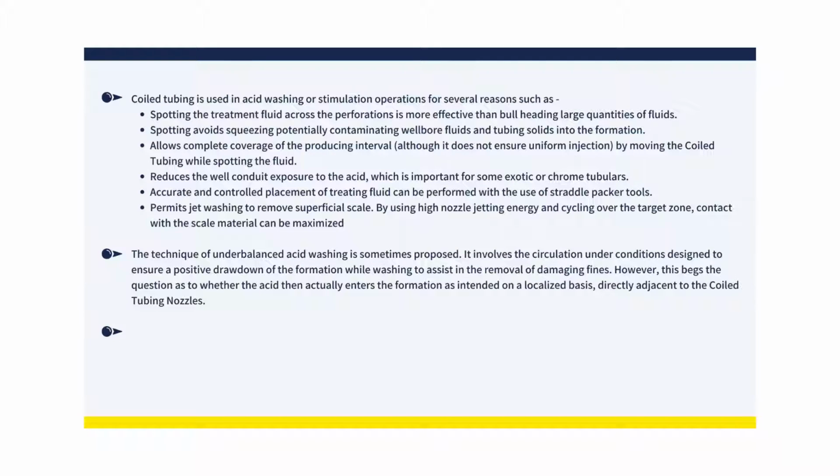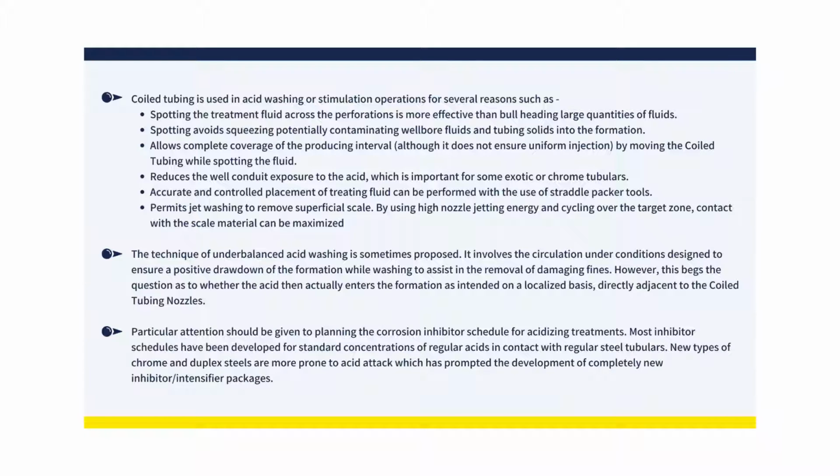The technique of underbalanced acid washing is sometimes proposed. It involves the circulation under conditions designed to ensure a positive drawdown of the formation while washing to assist in the removal of damaging fines. However, this begs the question as to whether the acid then actually enters the formation as intended on a localized basis, directly adjacent to the coiled tubing nozzles.